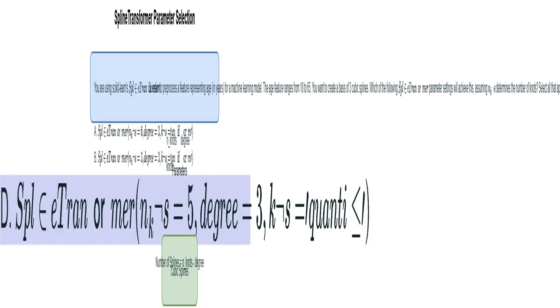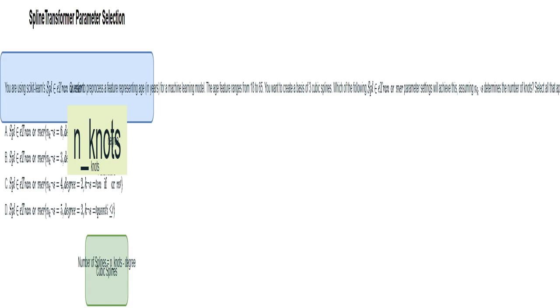This option has 3 knots and a degree of 3. Using the formula, 3 minus 3 equals 0 splines. This is incorrect. Although the formula could be applied, the degree is 2, quadratic, not cubic, so this is incorrect. This has 5 knots and a degree of 3. The formula gives 5 minus 3 equals 2 splines. Also, note that quantile knot placement doesn't affect the core relationship between knots, degree, and the number of splines. Incorrect.